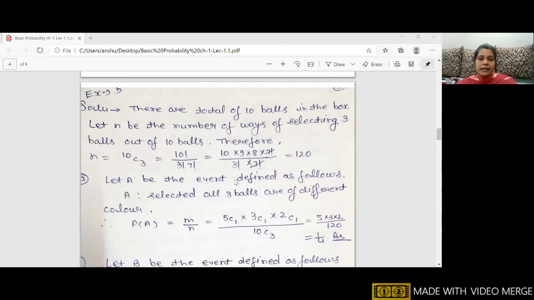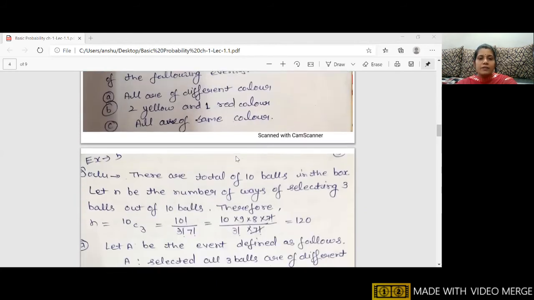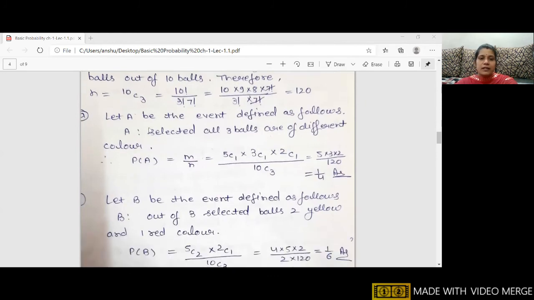Let A be the event defined as follows. Our first question is, all are of different colors. So let A be the event: the selected three balls are all of different colors. What is the probability of A? The probability of A is equal to m upon n, that means favorable events divided by total events. So here our total events is 10C3.